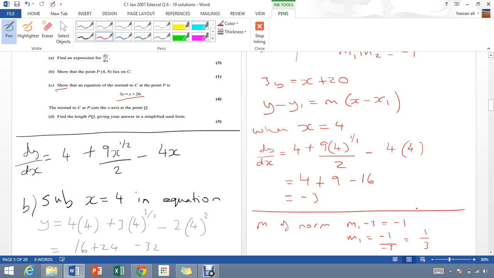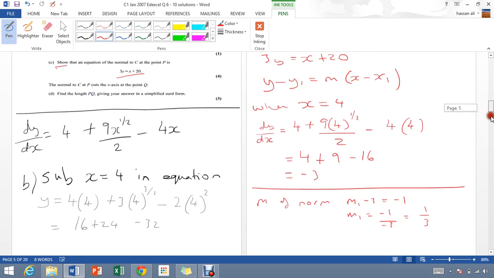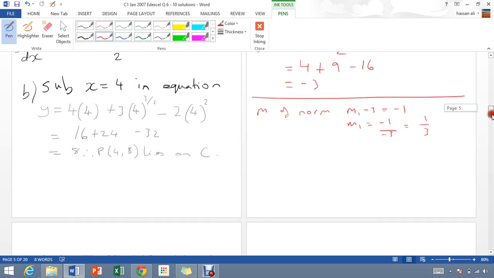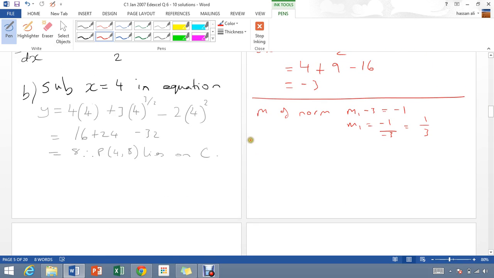Okay, so what we have to do now is work out our equation. For that one, remember we use y minus y1. In this case we had our point 4, 8, so y1 is 8. Our gradient is 1/3, and your x1 is 4.